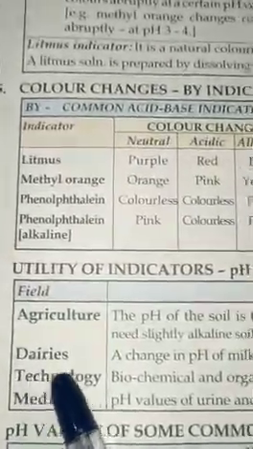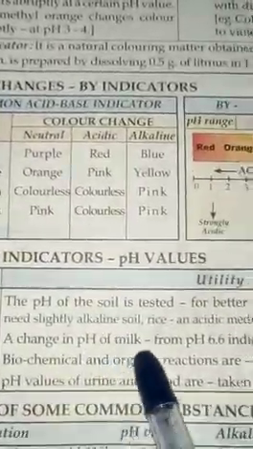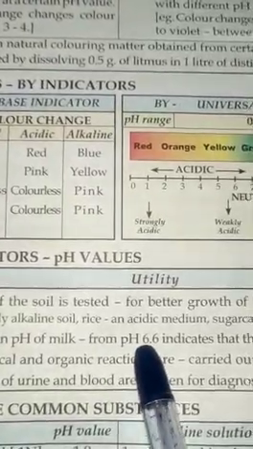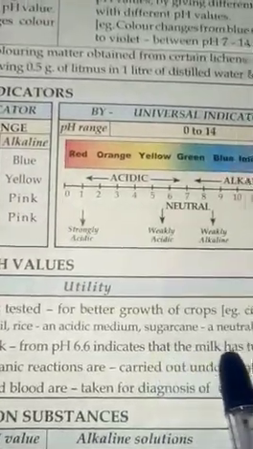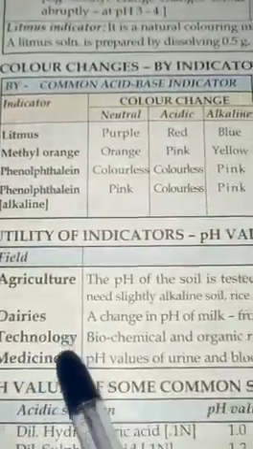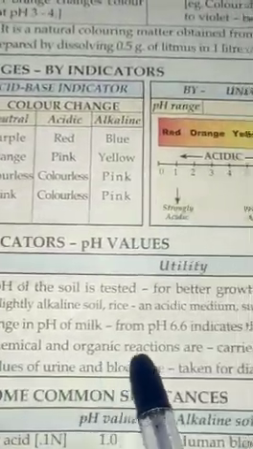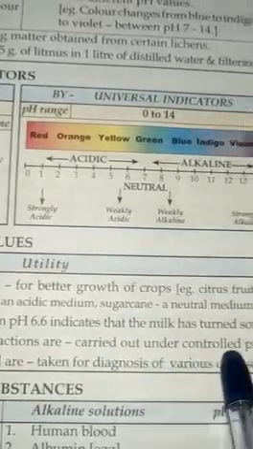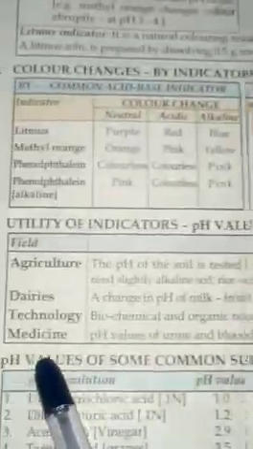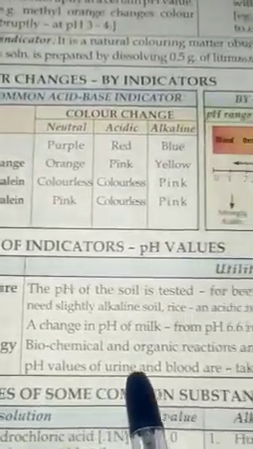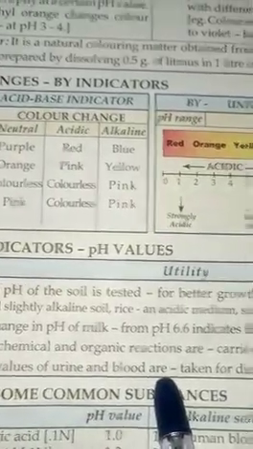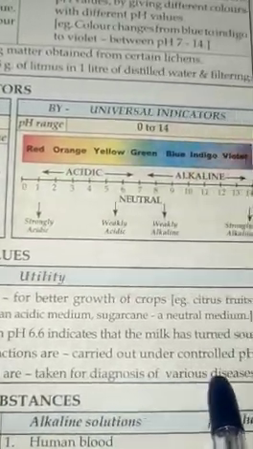Next, in the dairies, a change in the pH of milk when it is 6.6 indicates that the milk has become sour. Then in technology, biochemical and organic reactions are carried out under controlled pH. Then in medicine also, pH values of urine and blood are taken for diagnosis of various diseases.